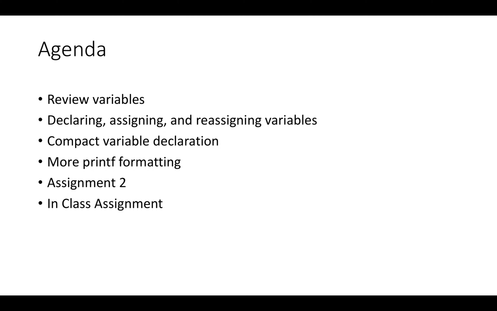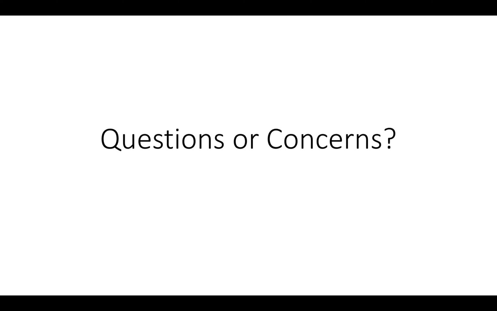So we did compact variable declaration. So we're going to talk a little bit more about printf formatting. One of the things that you might have noticed is that when you're printing out floating point numbers, you're usually given 6 decimal places, and that's not something we always want to do. So we can instruct printf to manipulate our floating point numbers slightly differently.